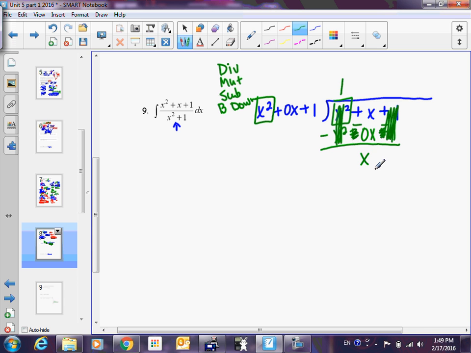You can't go another round. 9 times out of 10, if you need to do long division, you're just going to go 1 round. What I mean by a round is you do it 1 time, and then you're left with the remainder here. And the way we write that is we add the remainder over what we were dividing by. Okay, so the whole reason we do this is to take this polynomial divided by a polynomial and break it up into something more manageable.